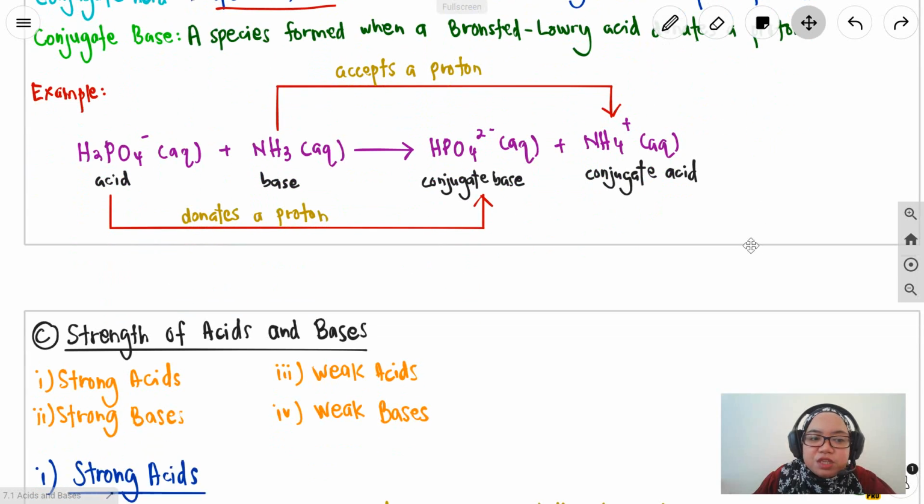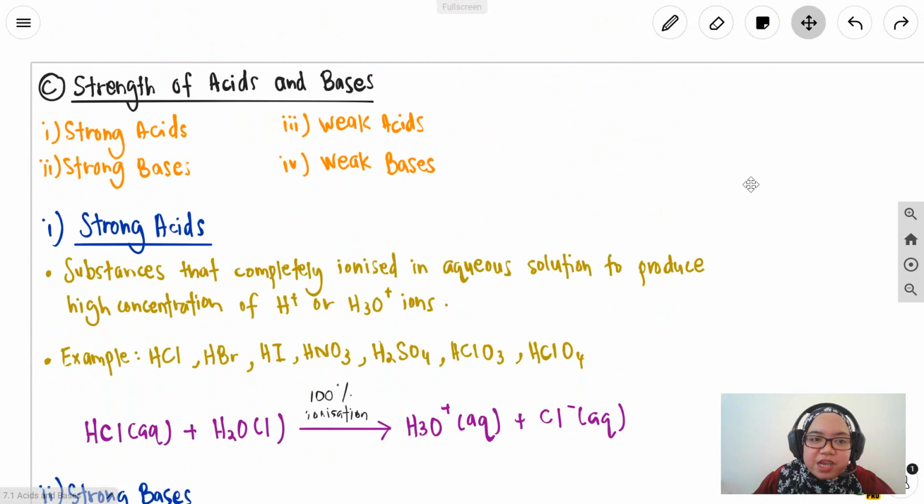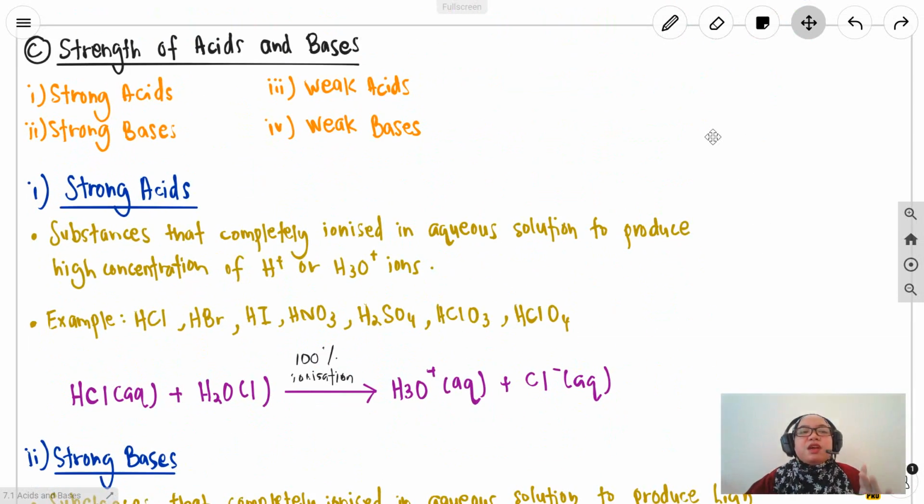Now we are going to look at part C, which is the strength of acids and bases. There are four strengths that we are going to look at. First, strong acids, second, strong bases, third, weak acids, and fourth, weak bases.